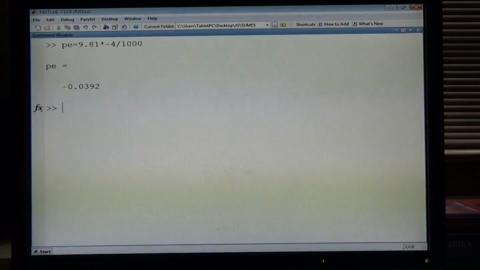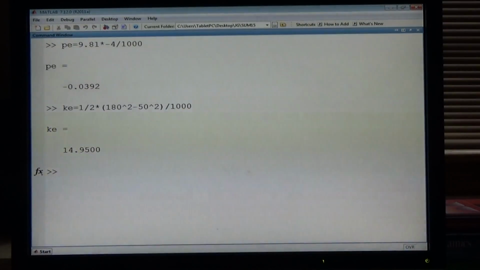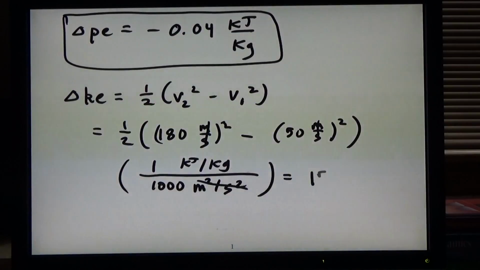So the change in kinetic energy is equal to 1/2 times 180 squared minus 50 squared. Then we divide that by 1,000 to convert the units. So the change in kinetic energy, a little bit bigger, is about 15 kilojoules per kilogram. And it's positive.